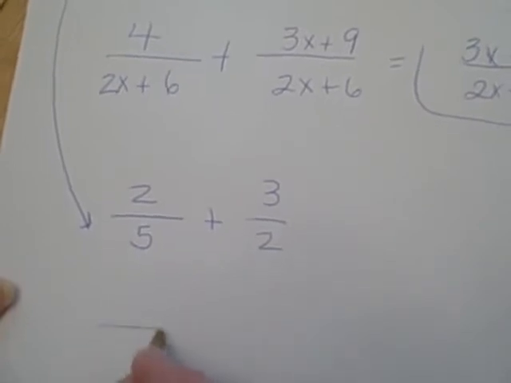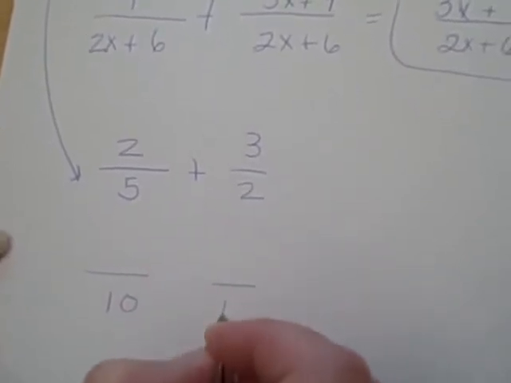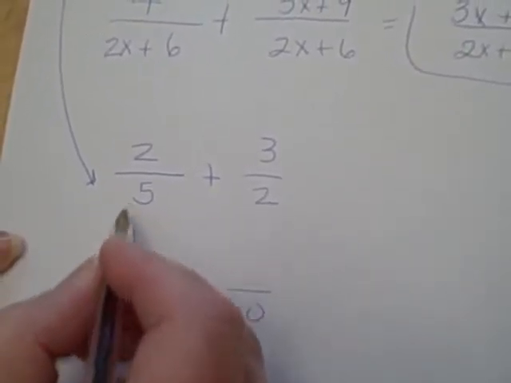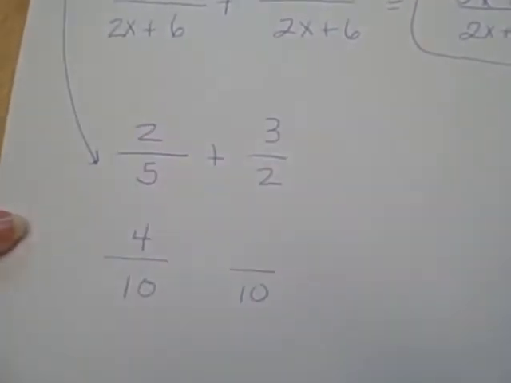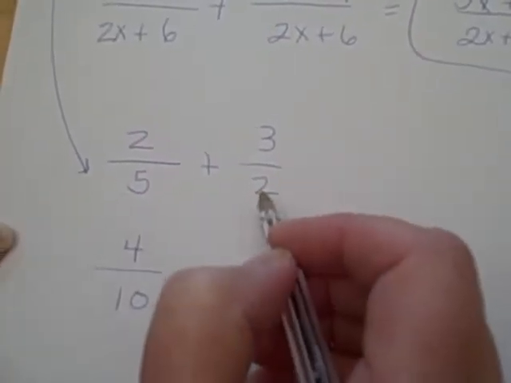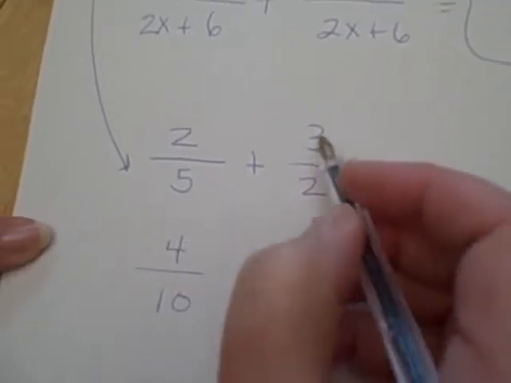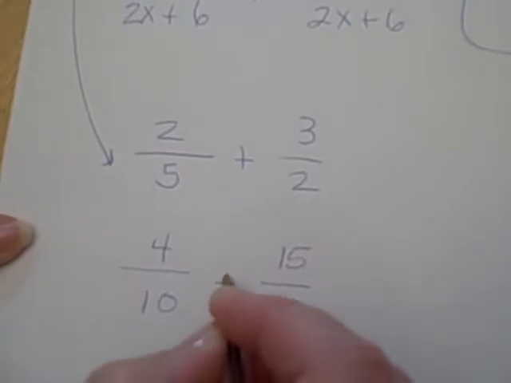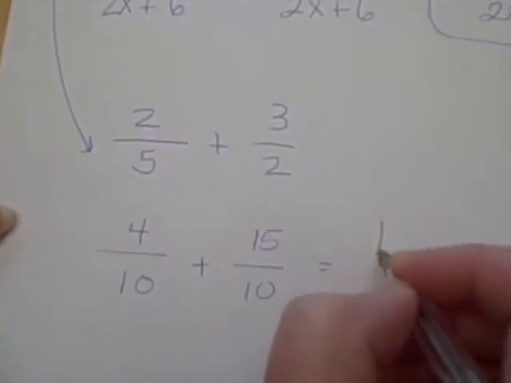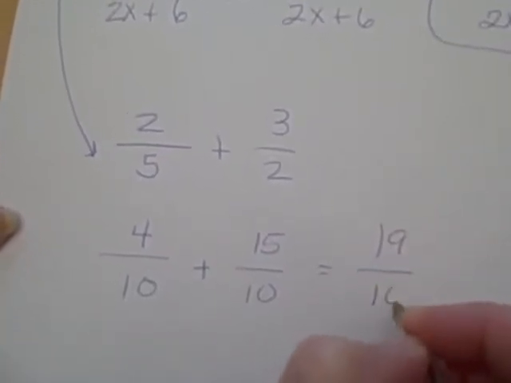Change to a common denominator, which is going to be 10. You have to multiply 5 times 2 to get 10, so you have to multiply 2 times 2 to get your new numerator. You have to multiply 2 times 5 to get 10, so you have to multiply 3 times 5 to get your new numerator. And what this works out to is 19 tenths.